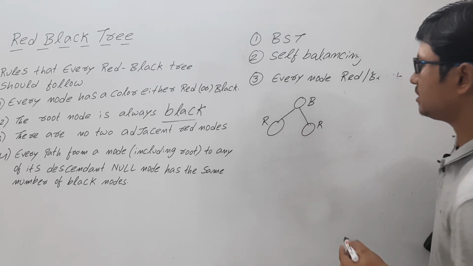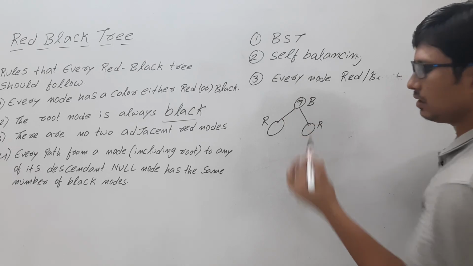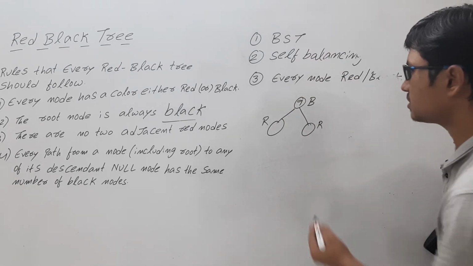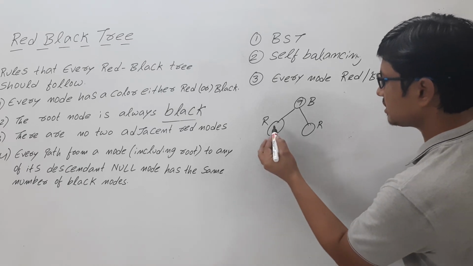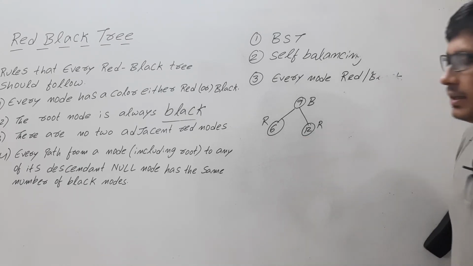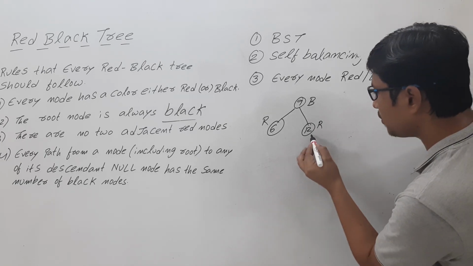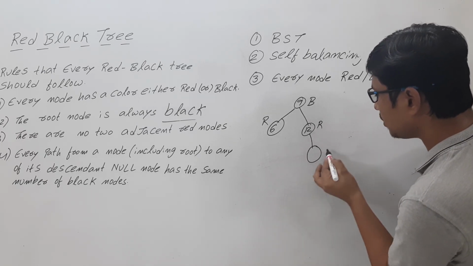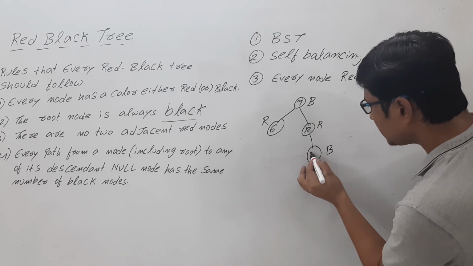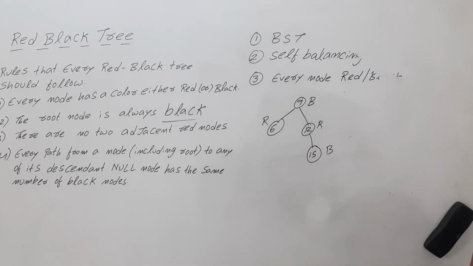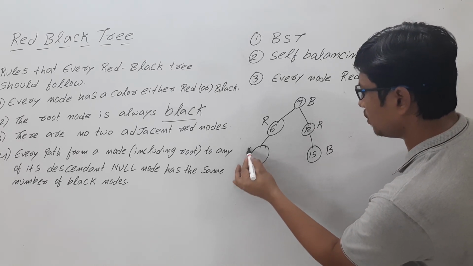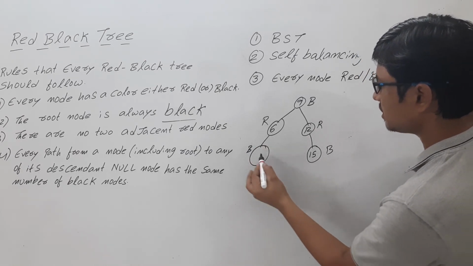Suppose this value is some 9. Because it should satisfy the binary search tree, I have to give some values. Suppose this is 9, this is some 6 and this is some 12. Now let's take that you have inserted some black node here, just giving an example, and it is having some 15. Are you able to understand? Suppose this is also another black node whose value is some 5.